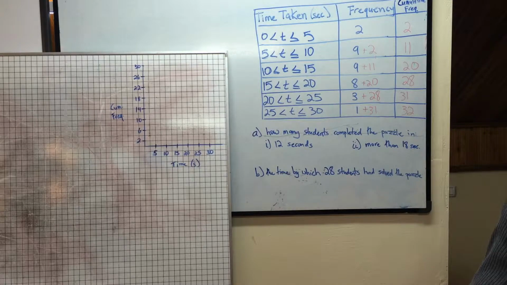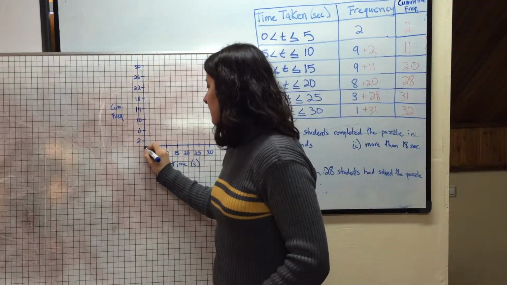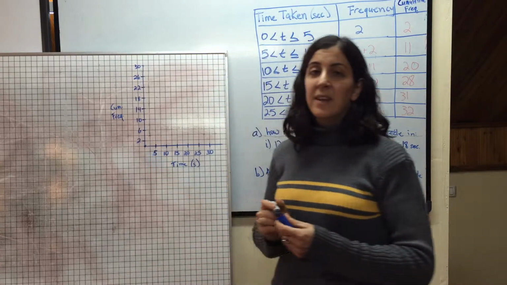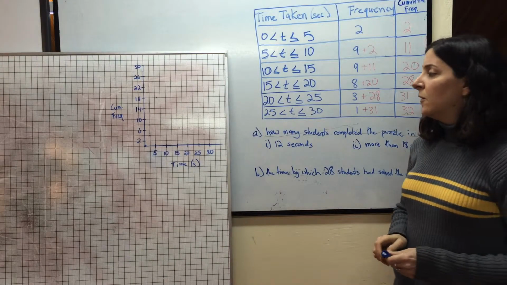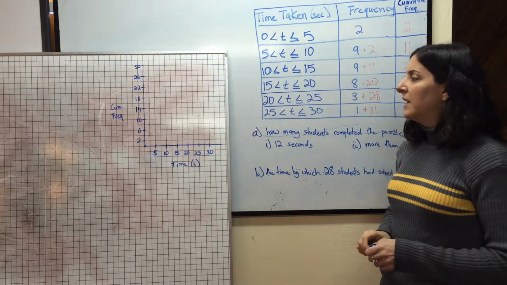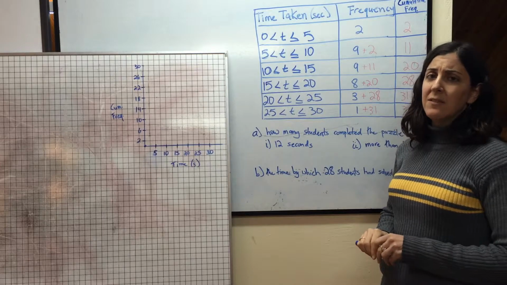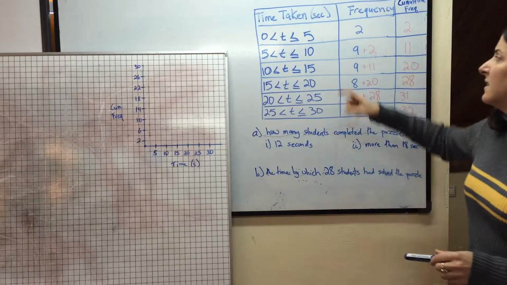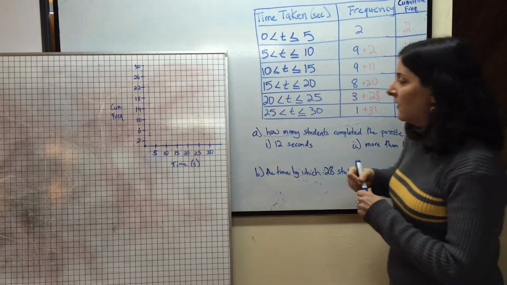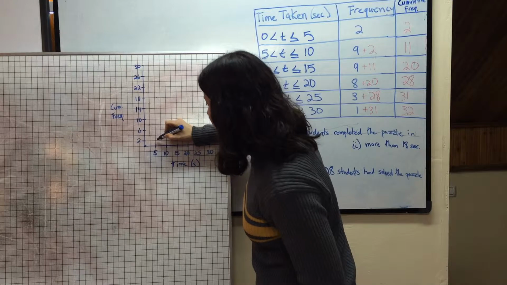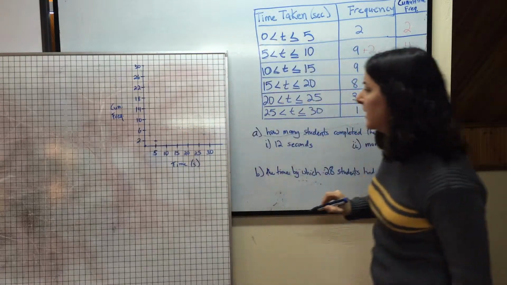What we always have in this is the point 0, 0, because no students finished the puzzle in no seconds. So that's always going to be a point. And if you notice, we only have the positive axis, only quadrant 1, because we can't have a negative time and we can't have a negative amount of students. So we begin with this. In 5 seconds, 2 students finished it, so I go to 5 seconds and 2 students, and I put a point on that.